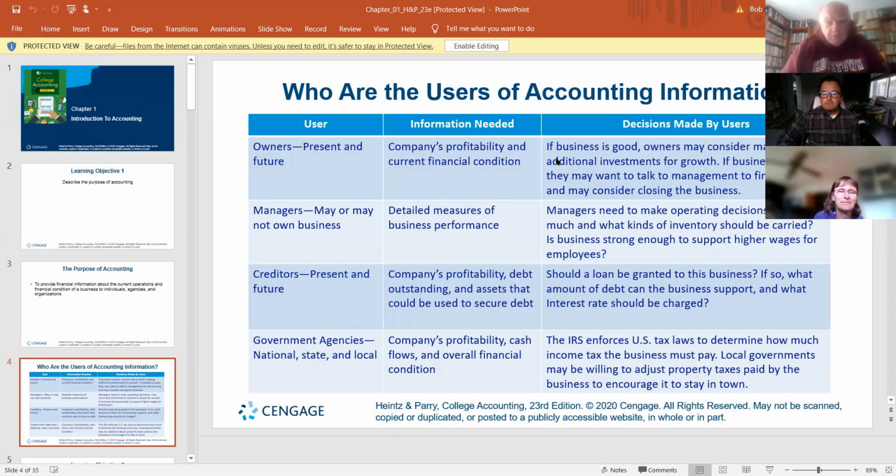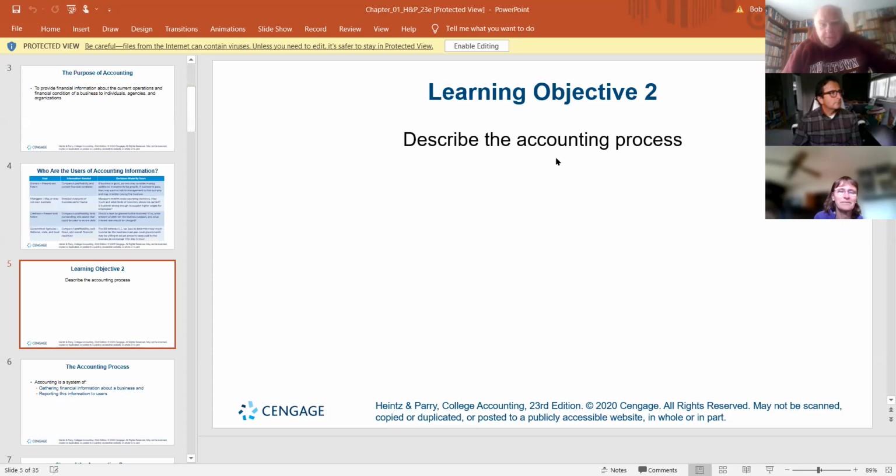Creditors, a creditor is a lender. No creditor is going to loan you money without seeing audited financial statements in good order. So creditors use this information. And then, like we said a little bit earlier, the government agencies, they want to make sure you can pay your taxes. The United States government is funny that way. They want to collect their tax money.